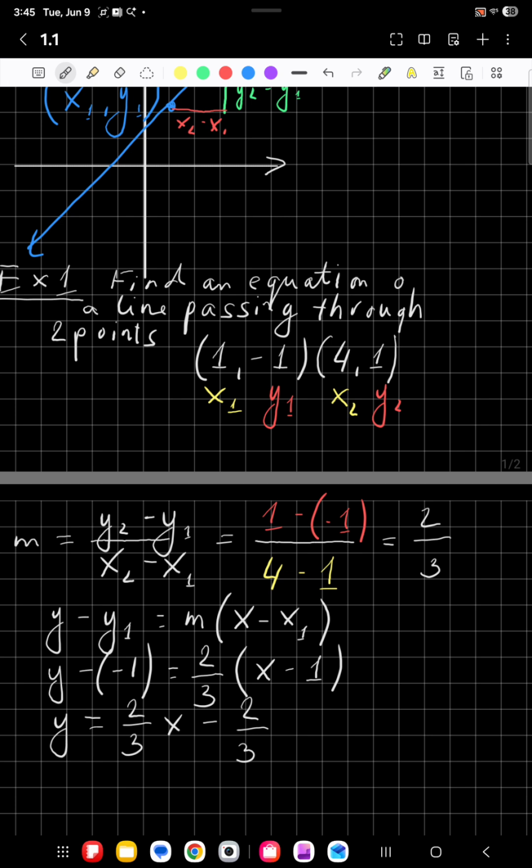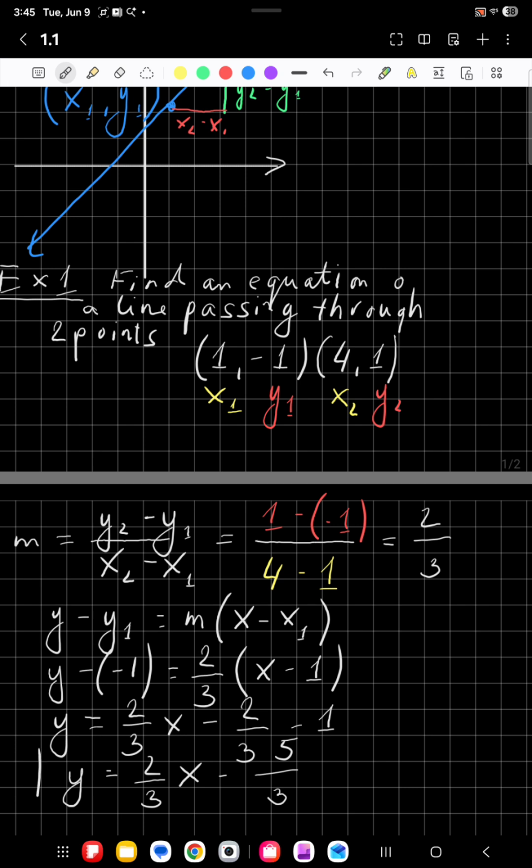And then, right, so this will be positive. So if I move it to the other side, -1. Okay, so y equals 2/3 x. And here we have, what do we have? 5/3, right? Minus 5/3. I hope it's right. Let me check it. Yeah, that's right.